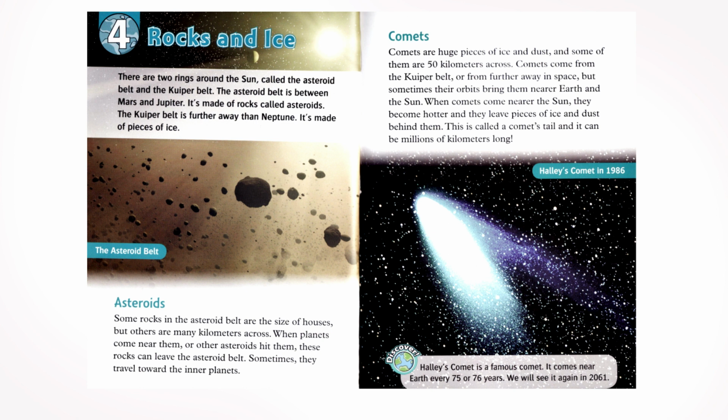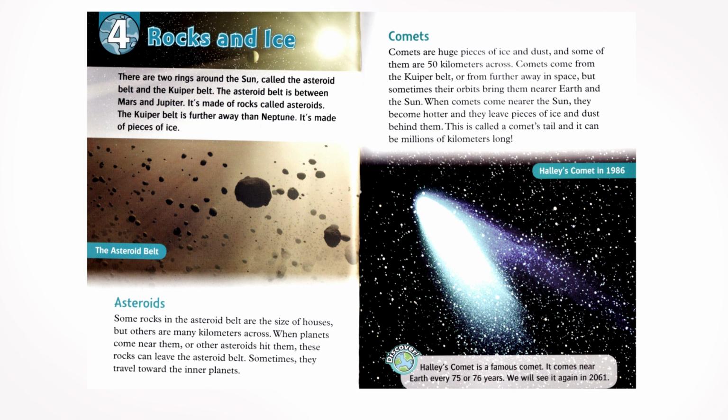Asteroids. Some rocks in the asteroid belt are the size of houses, but others are many kilometers across. When planets come near them, or other asteroids hit them, these rocks can leave the asteroid belt. Sometimes they travel toward the inner planets.